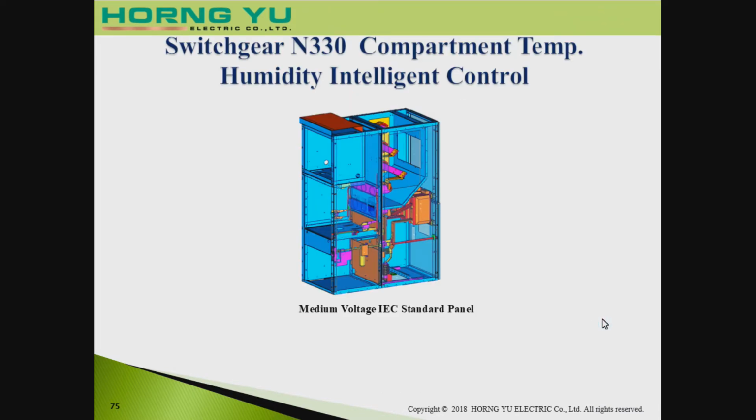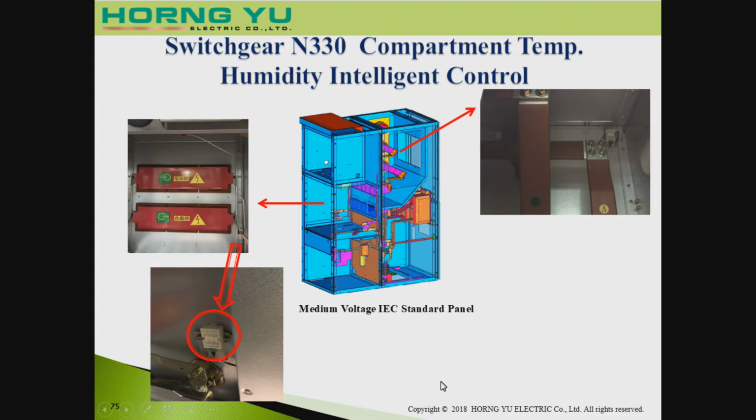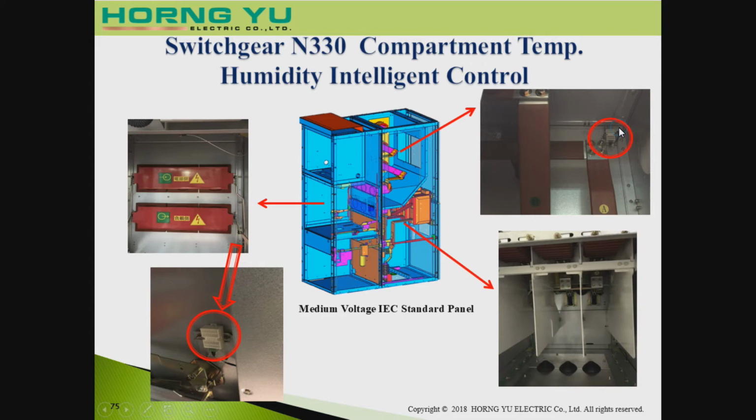And also we have the N330. This one is highly used for the IC panels. Since IC panels are already divided into 3 compartments, we can place the N330 sensors into each compartment, like the photo showing here, at the bottom to detect each compartment's part. For the bus bar room it is on the top, and for the cable room it will be in the middle of the cabinet.